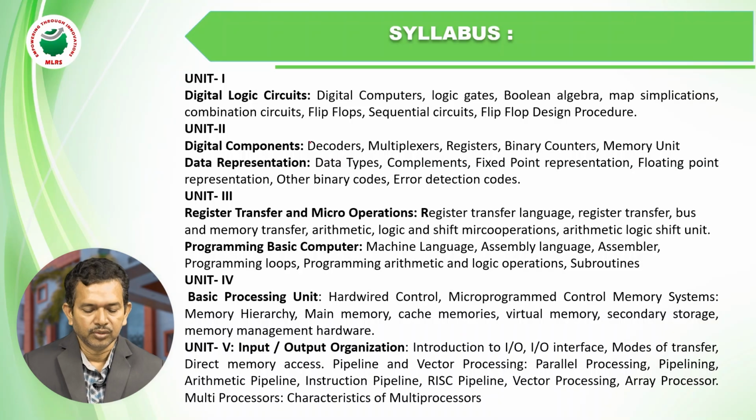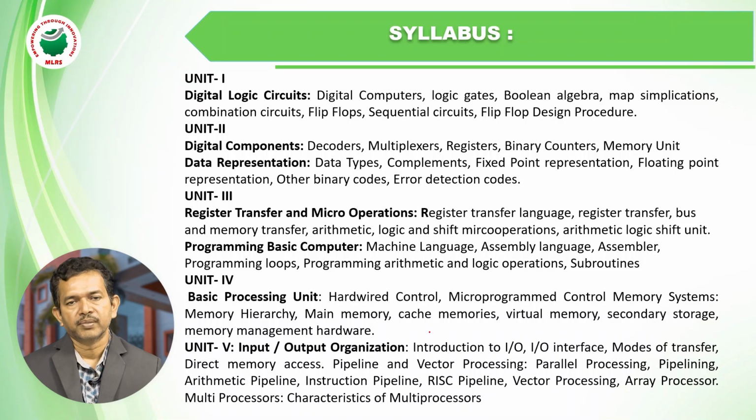Next, coming to Unit 2, we'll see digital components like decoders, multiplexers, registers, and binary counters. After that, we'll see the data representation, that is data types. How many data types are there? Is there any type of language which we use for the data representation? And after that, we'll see the fixed point representation and floating point representation. These two play a very important role in data representation.